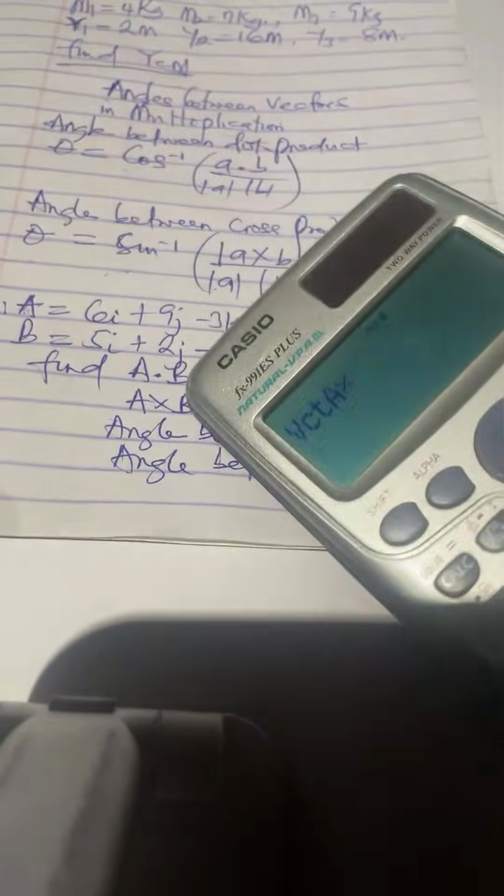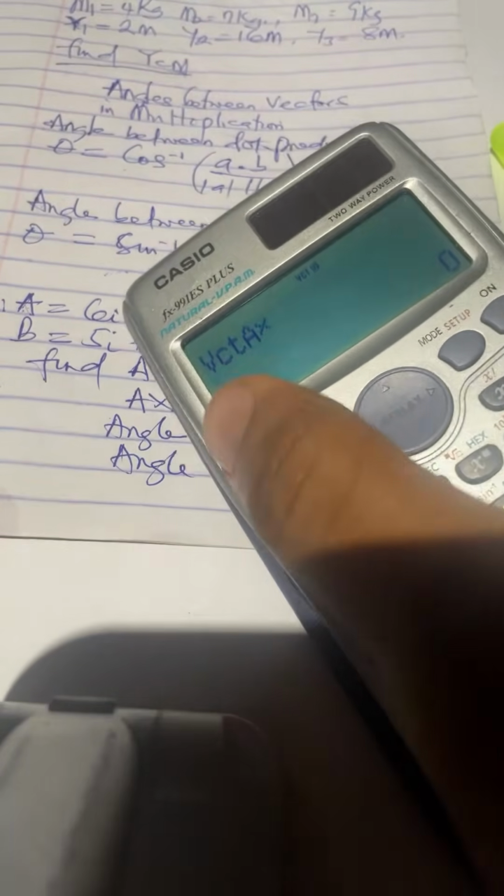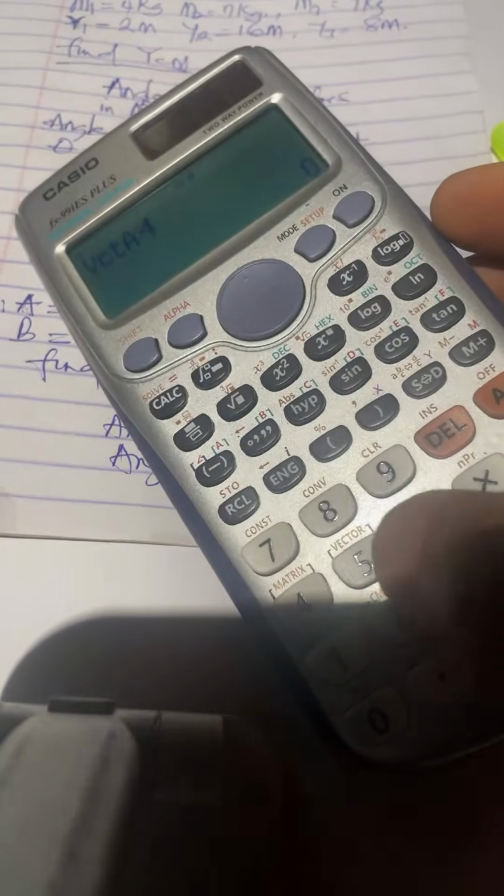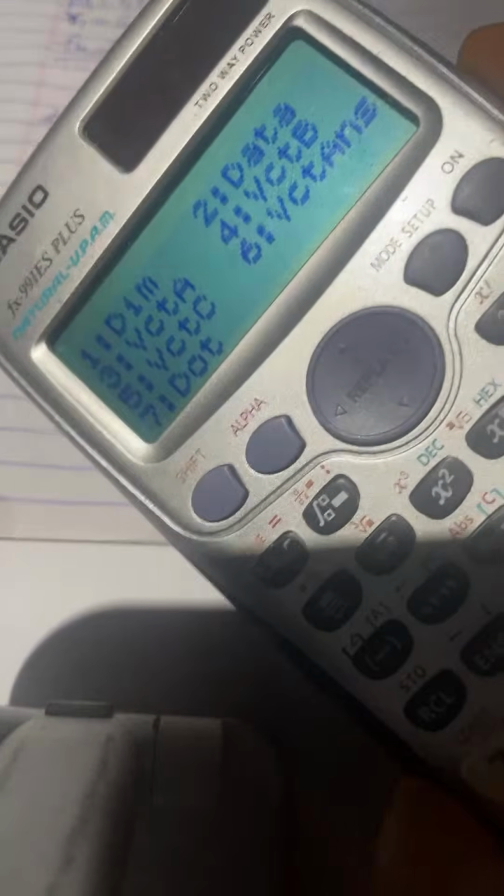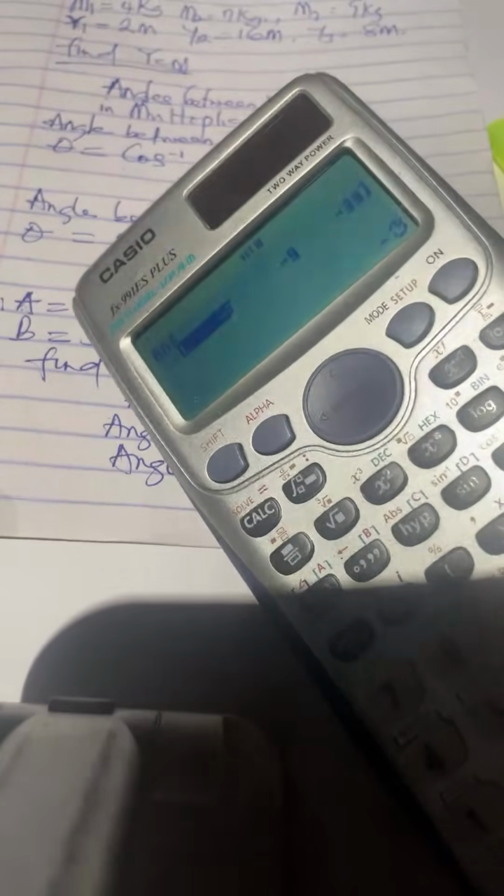How do you get cross? Cross is the multiplication sign. So you press your multiplication sign, that is times. Then bring in vector b. How do you get vector b? You press shift again, press 5. Then look at vector b there. Vector b is number 4. So press 4. Then you press equal to.